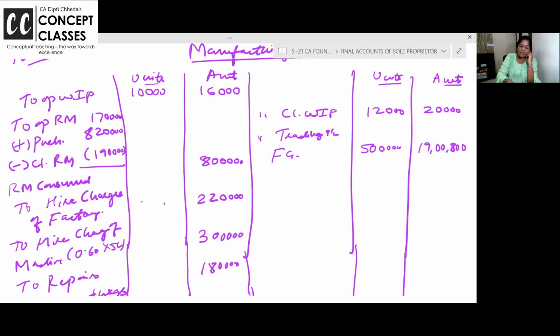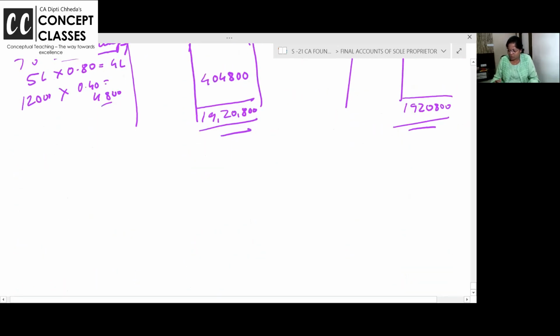Sometimes with this, they are asking you to make T format accounts also for the creditors and all. Like this, we did the adjustments just now, raw material account or manufacturing account, so they can ask you. Make the raw material account. I want to show you. Write down.